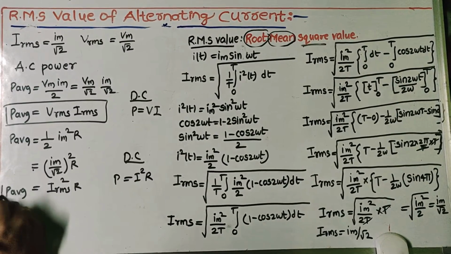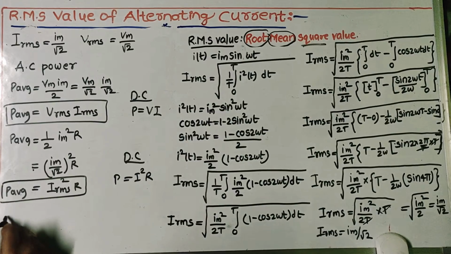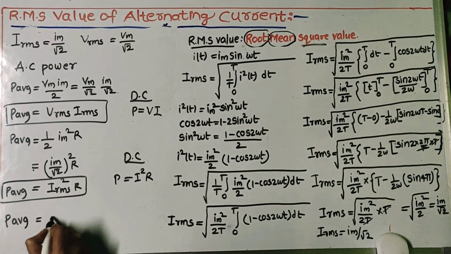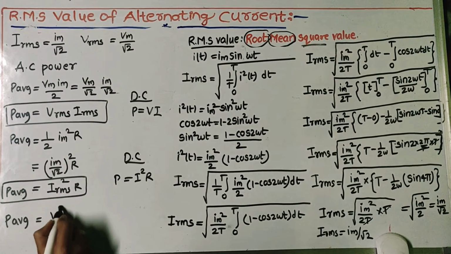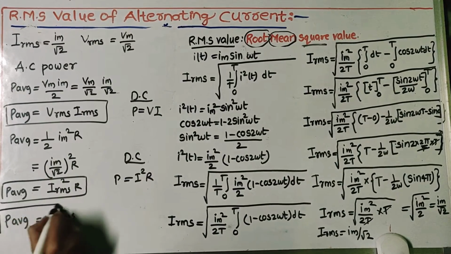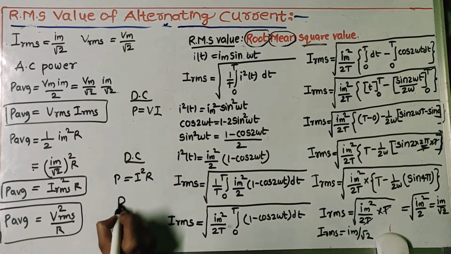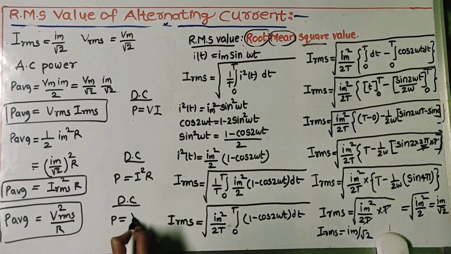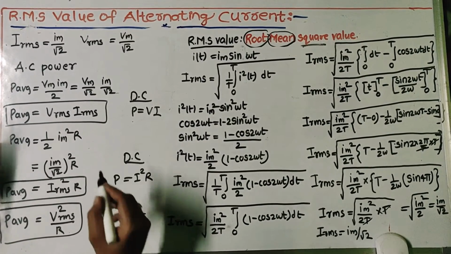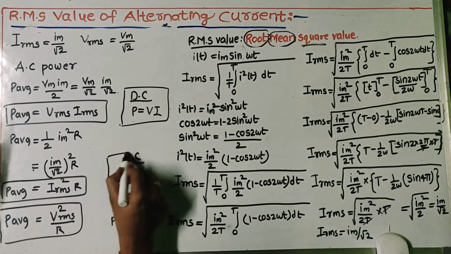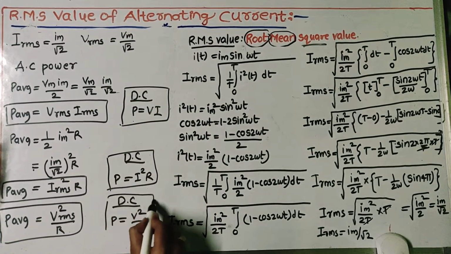Similarly, if you write the other formula, P average equals VRMS square by R. In case of DC, it is P equals V square by R. So now we have expressed the AC powers like DC powers. Okay, thank you students.